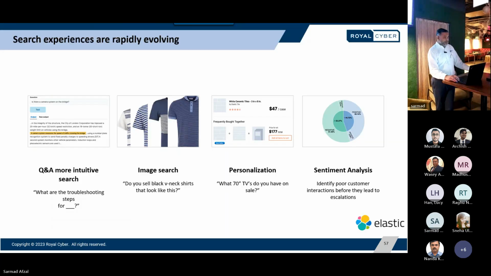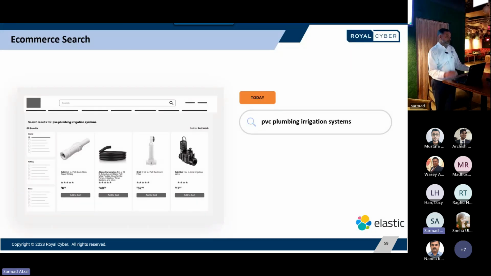And then I think this is something very important. Currently, if I go to any Walmart or Target, right? If I go to, say, Home Depot, and I search for PVC plumbing irrigation system, it will not work, because it is based on keyword search and not NLP.